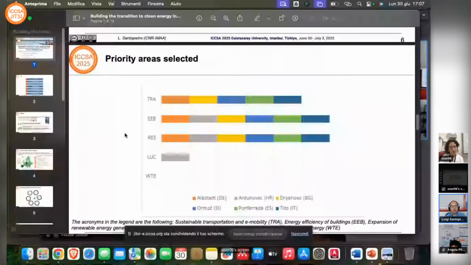Considering the number of actions per priority area envisaged by the municipalities, the large part of the actions is related to the energy efficiency of buildings. The majority of actions is developed by the Hauptstadt municipalities, while for the other priority areas, on average, each municipality has developed from 3 to 4 actions.